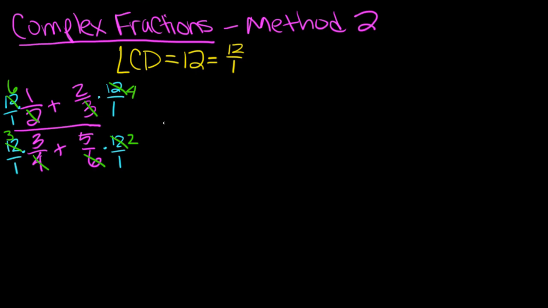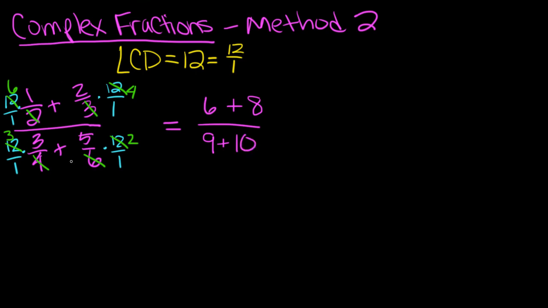Now let's actually write down what this simplifies to. Well, this is 6 times 1 over 1, which is 6. 2 times 4, which is 8, over 1, which is 8. 3 times 3, which is 9, over 1, which is 9. And 5 times 2, which is 10, over 1, which is 10.